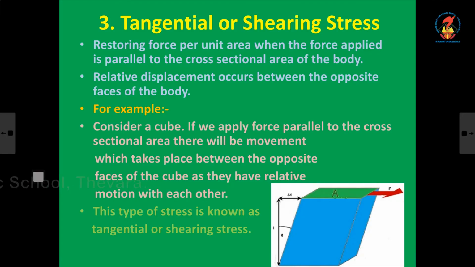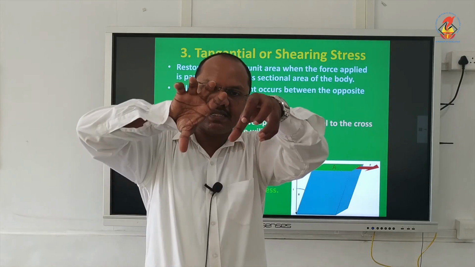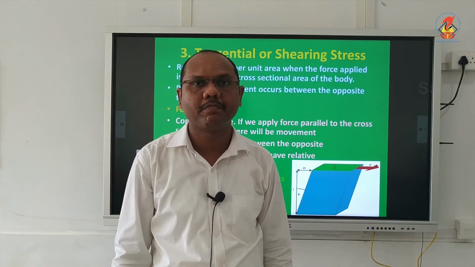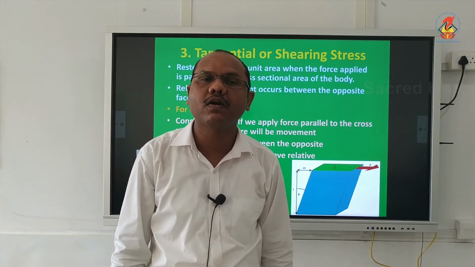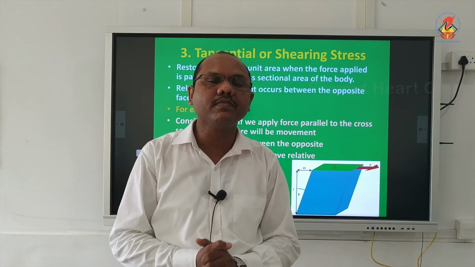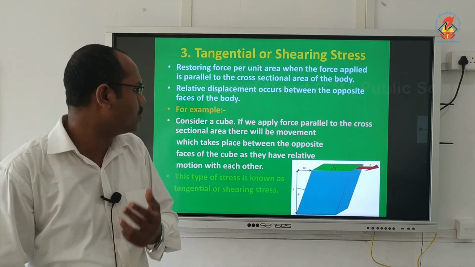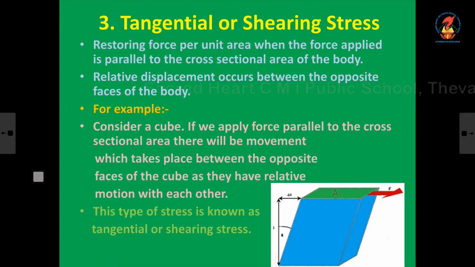Now the third one is tangential stress or shearing stress. What is meant by shearing? Shearing means just turning, just changing the shape. Okay, so here we are applying a tangential force. In shearing stress, we are applying a tangential force. Look at the figure. I have just kept a cube here. Imagine this cube is made up of rubber.